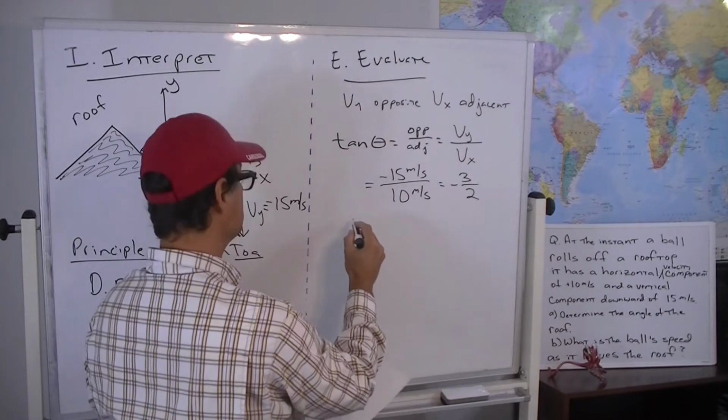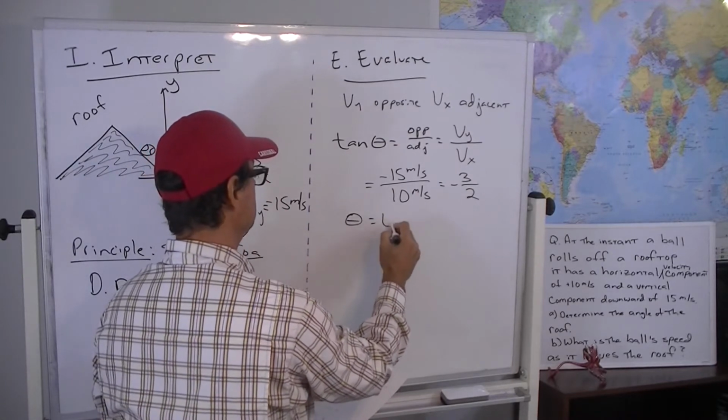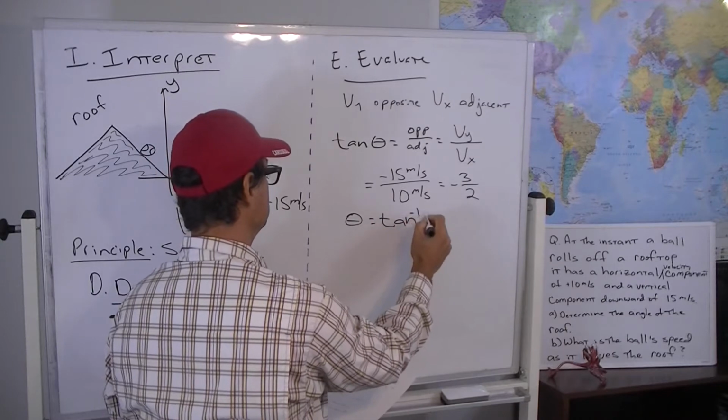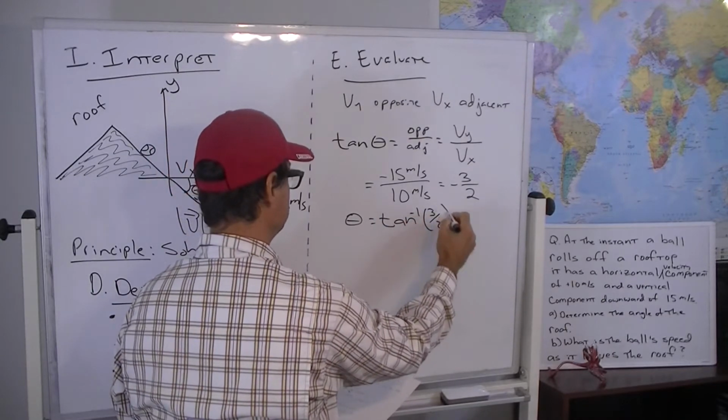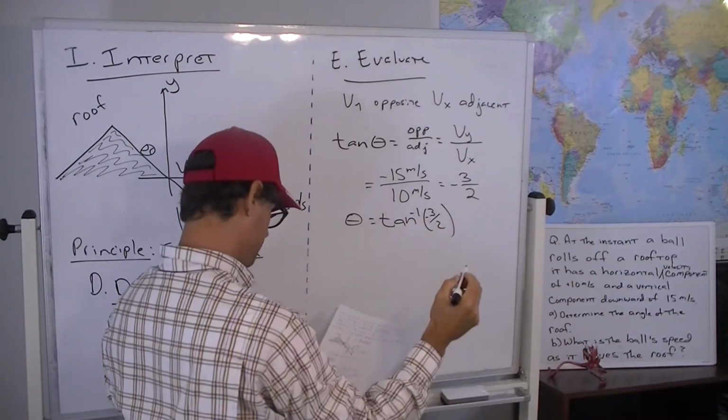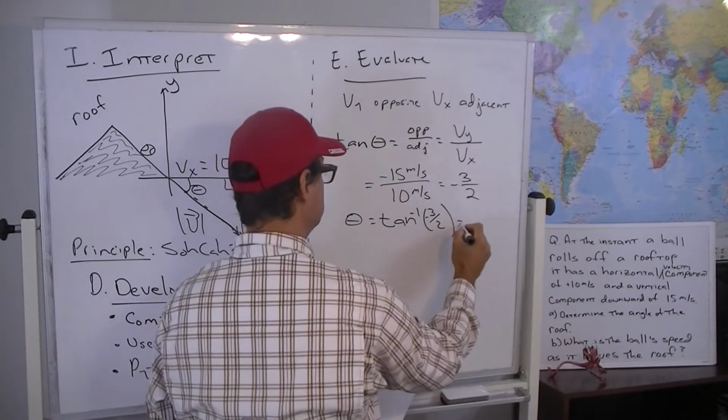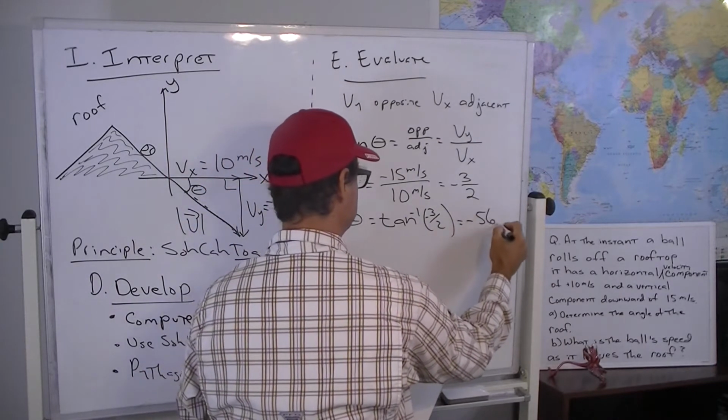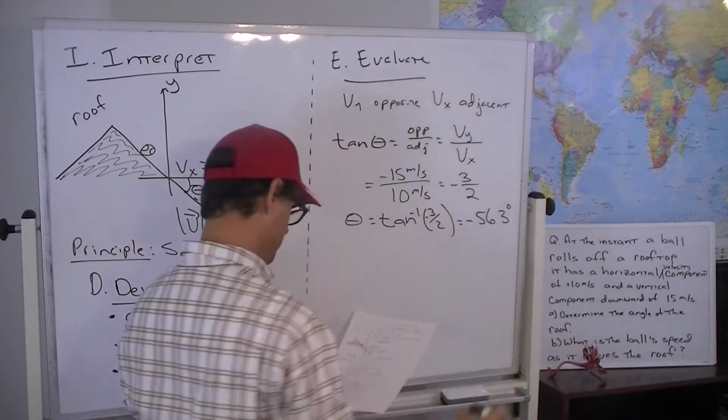So in this case, we can go ahead and compute theta as the inverse tangent of negative 3/2. So that works out to be negative 56.3 degrees.